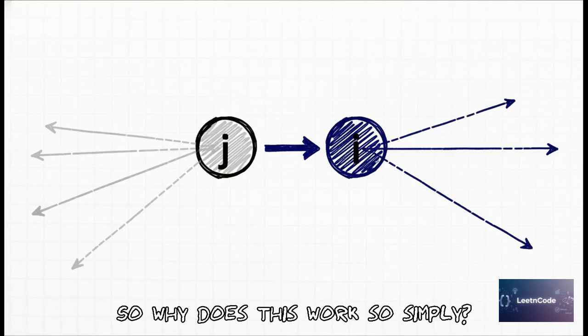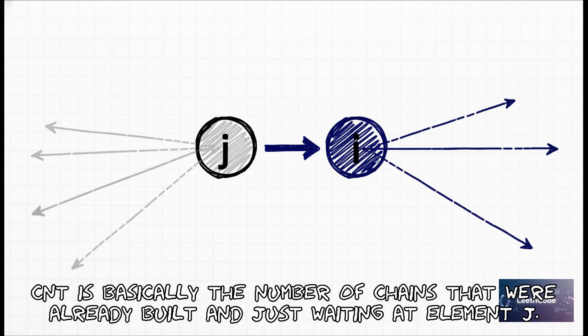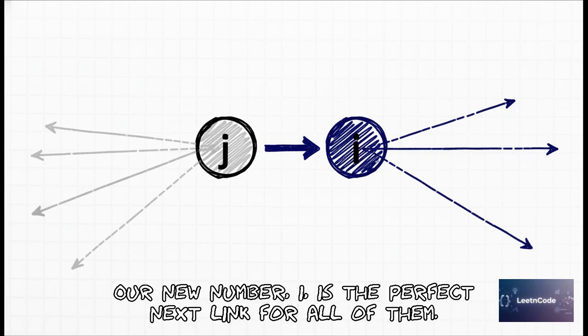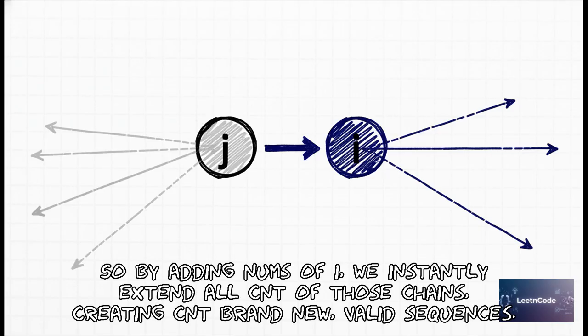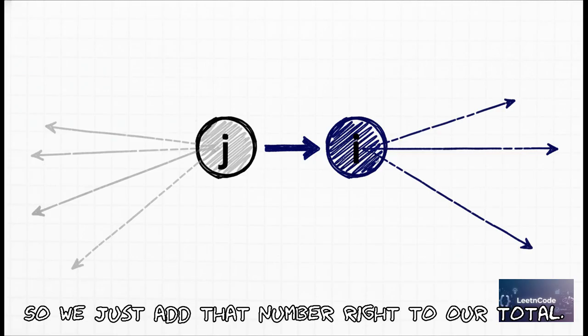So why does this work so simply? Well, you can think of it this way. CNT is basically the number of chains that were already built and just waiting at element j. Our new number, nums[i], is the perfect next link for all of them. So by adding nums[i], we instantly extend all CNT of those chains, creating CNT brand new valid sequences. So we just add that number right to our total.